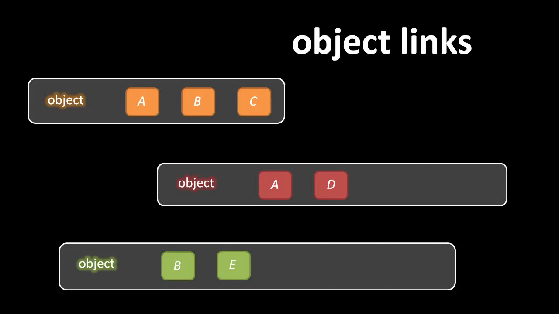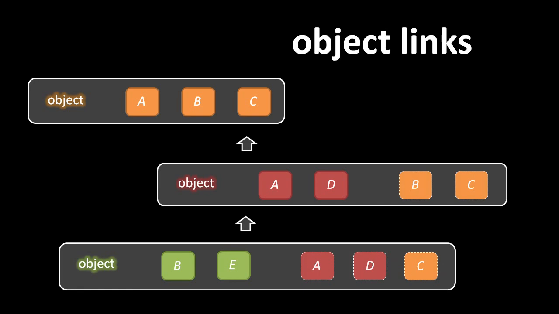An object in JavaScript can have a single link to some other object. The effect of this link is that when we access a property of an object, if the object doesn't have a property of that name, JavaScript will look for a property of that name in the object linked by the first object. So say we have three objects: an object orange with three properties, A, B, and C, a red object with two properties, A and D, and a green object with two properties, B and E.